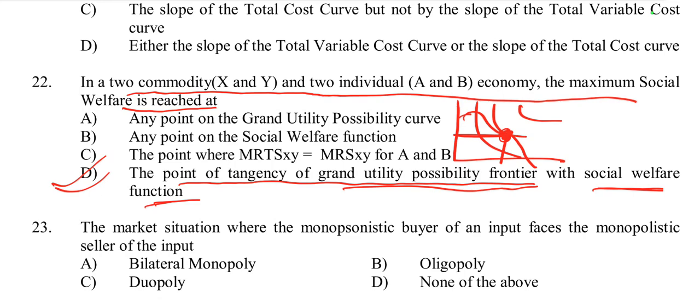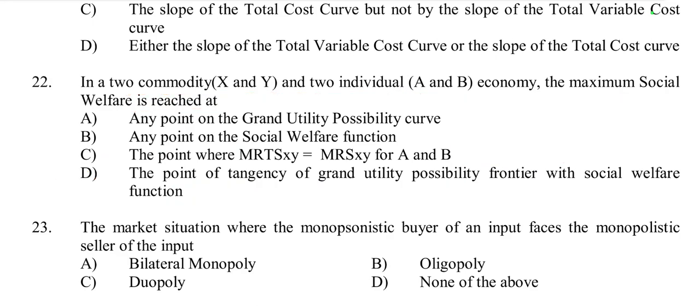So the point of tangency between the grand utility possibility frontier and the social welfare function represents the point of bliss. This is called the point of bliss, which signifies the maximum attainable social welfare given the constraints of an economy, where the distribution of utility among individuals is considered optimal according to the chosen social welfare function. So here option D is right here.